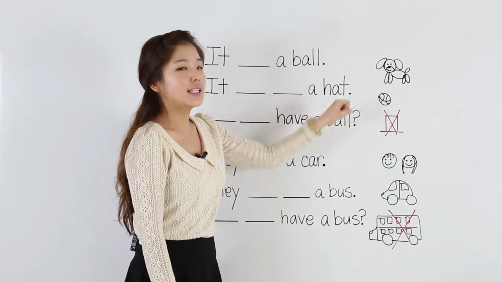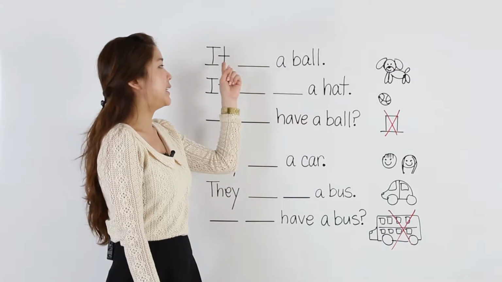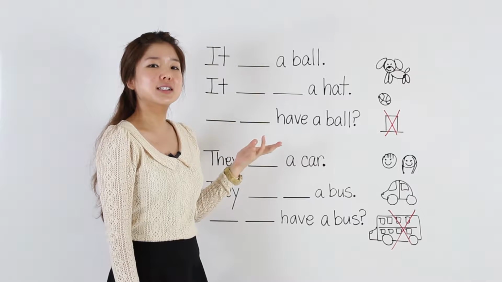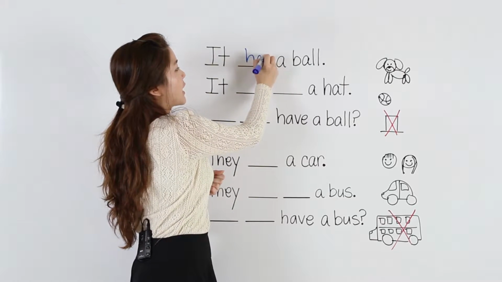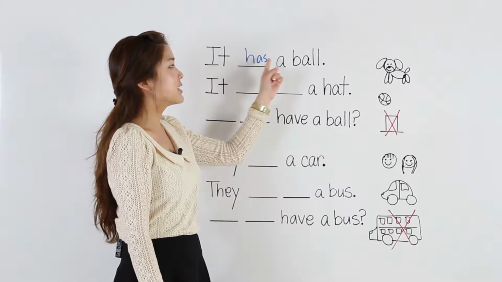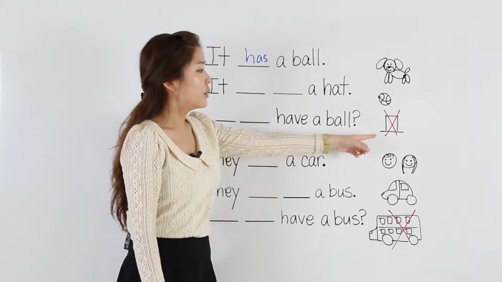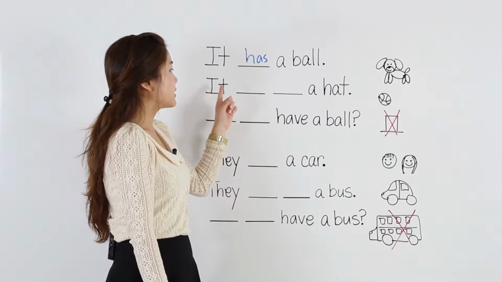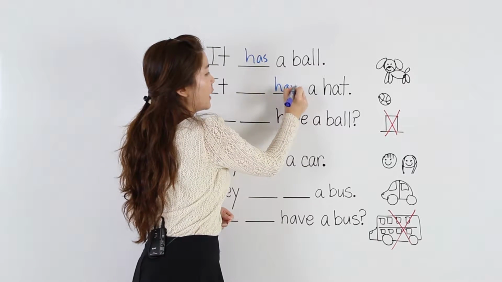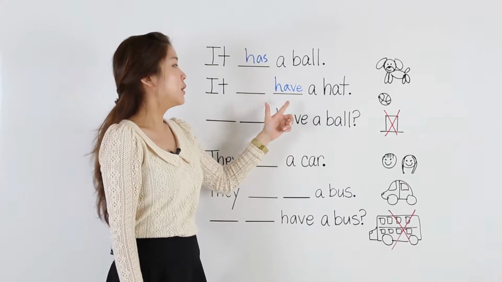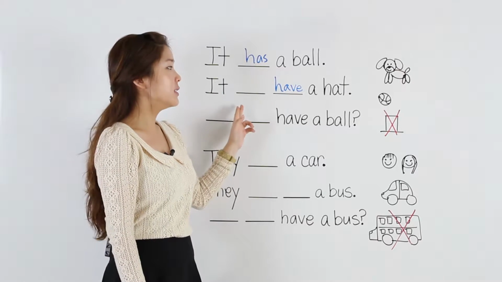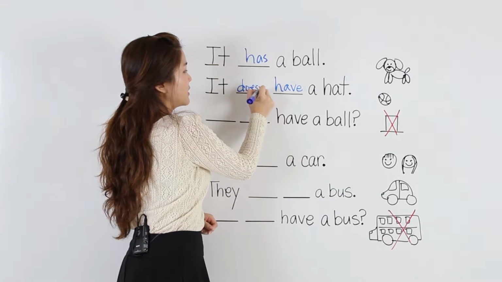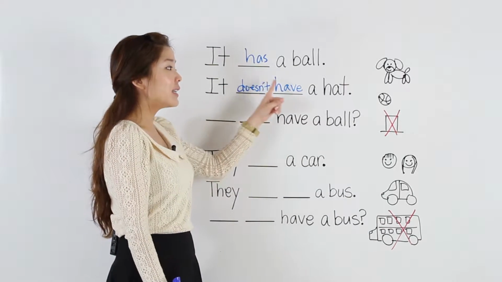Okay, the dog is an animal, so we have to use it. With it, do we use have or has? We have to use has. It has a ball. Now, there's a hat, but it says no. It's negative. So remember, for negatives, we always use have. But what goes in the front? Doesn't or don't. For it, we say doesn't. It doesn't have a hat.